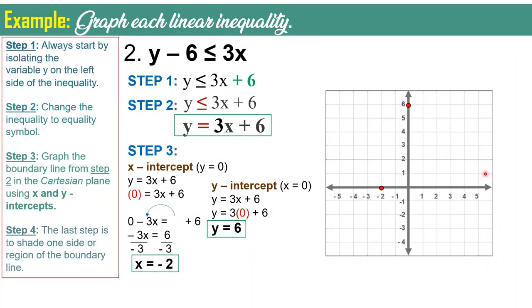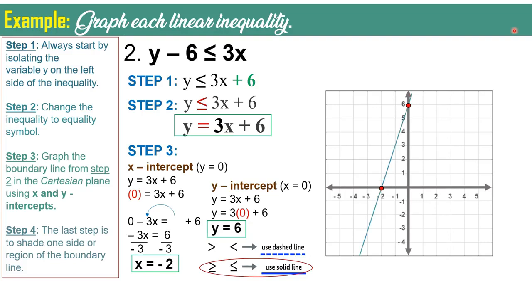But again, you have to know if a solid line or a dashed line will be used. Let us see. If greater than or less than is the symbol, then you have to use a dashed line. If greater than or equal to or less than or equal to, you have to use a solid line. So let us look at our inequality on step 1. Y is less than or equal to. So less than or equal to is this one. Therefore, we have to use the solid line. So let's connect these 2 points.